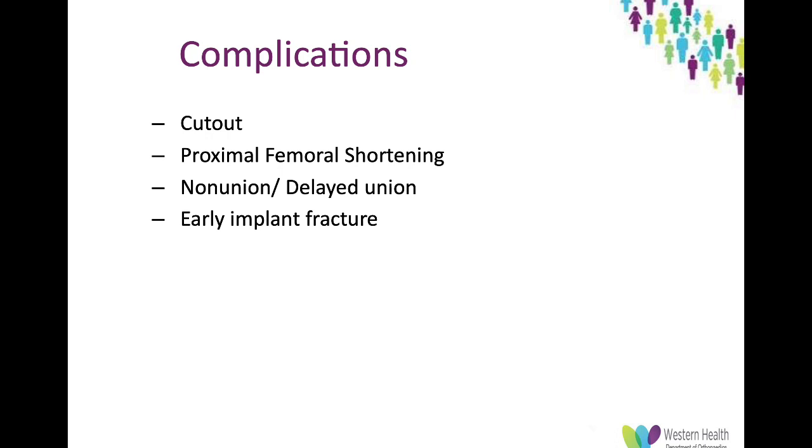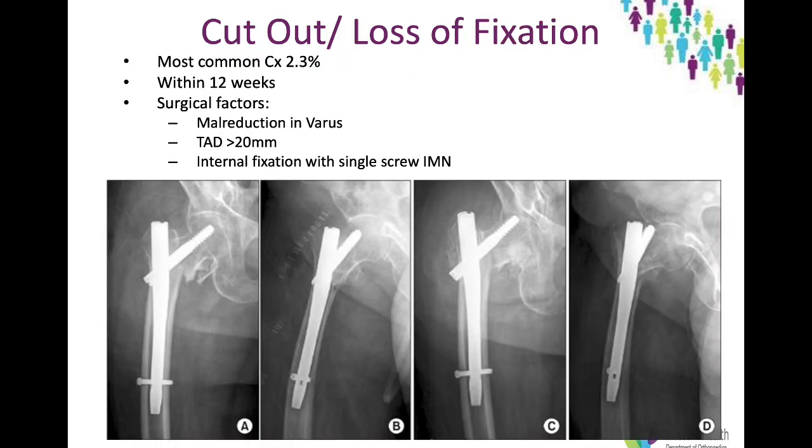Complications that we see in extracapsular neck of femur fracture fixation include cutout, proximal femoral shortening, non-union or delayed union, as well as early implant failure. In terms of cutout and loss of fixation, this is the most common complication, occurring in 2.3% of patients undergoing intramedullary or DHS fixation. Usually it occurs within the first 12 weeks.